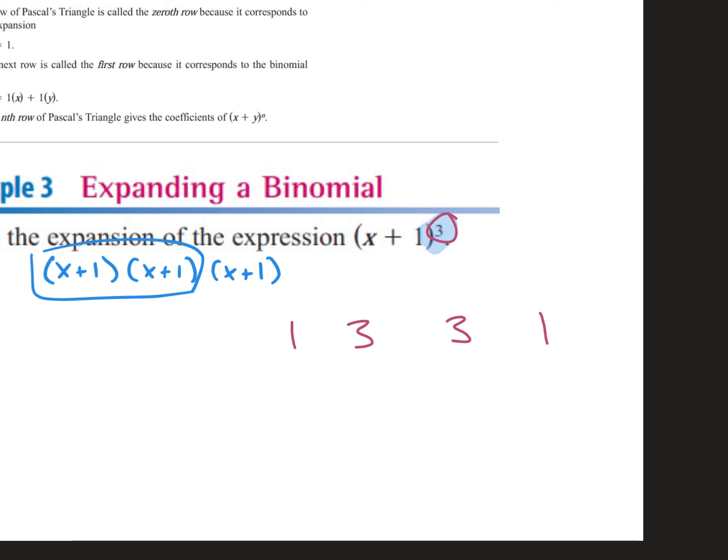Our next step is just to take our first term and write it under all of our coefficients. So we have x, x, x, and x. And then we take our second term and write it under our first term. So 1, 1, 1, and 1.